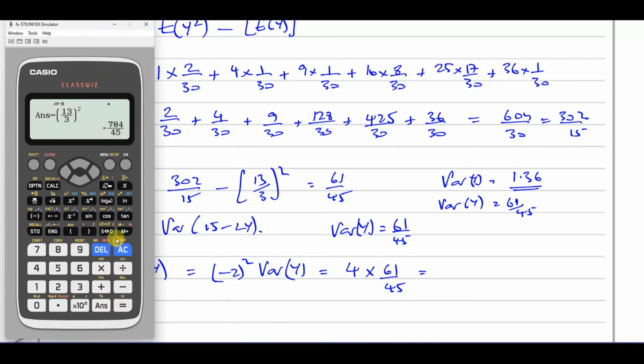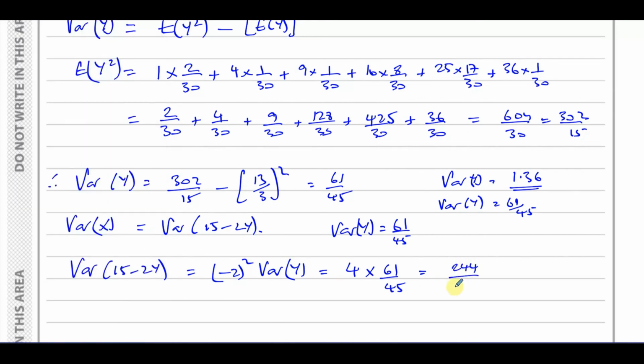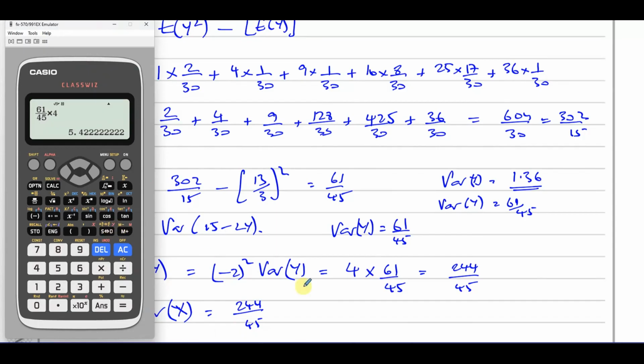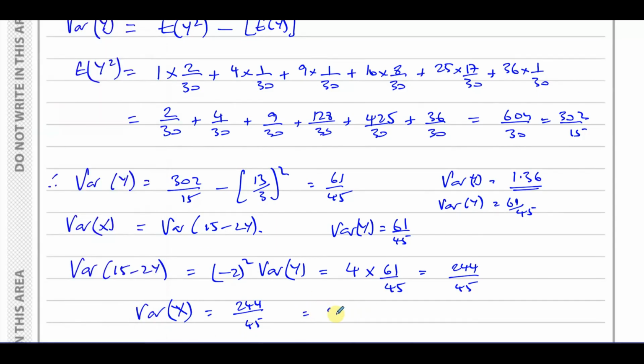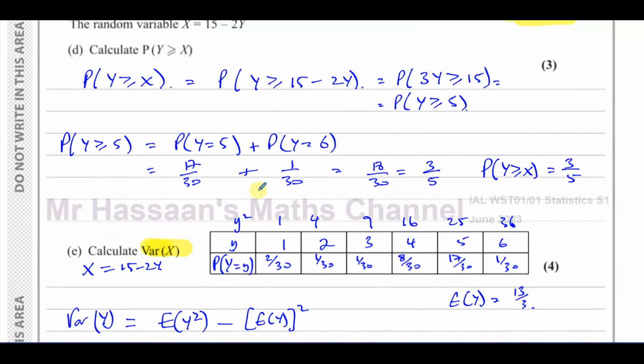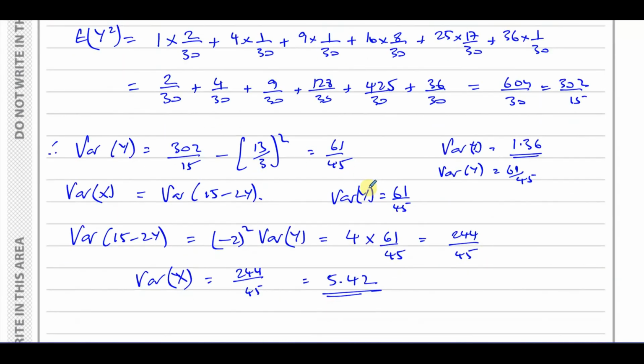So you have 61 over 45 and you multiply that by 4, and that gives you 244 over 45. So that is the variance of x. The variance of x is 244 over 45, which if you want to, you can round, I guess, as 5.42 to 3SF. So there's the answer to part E of this question, which completes question number 5 from this paper.